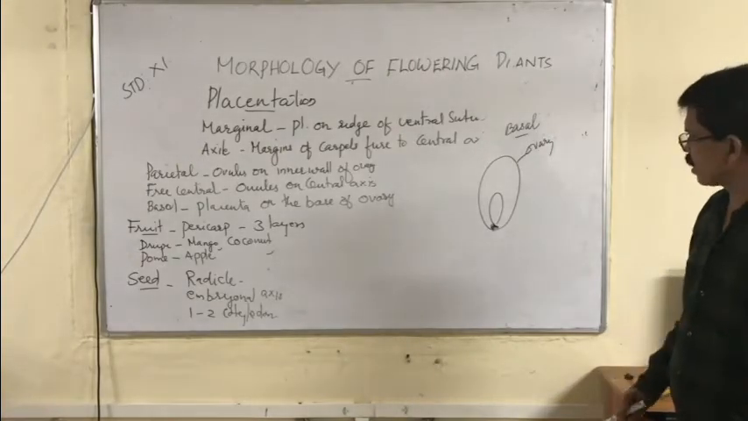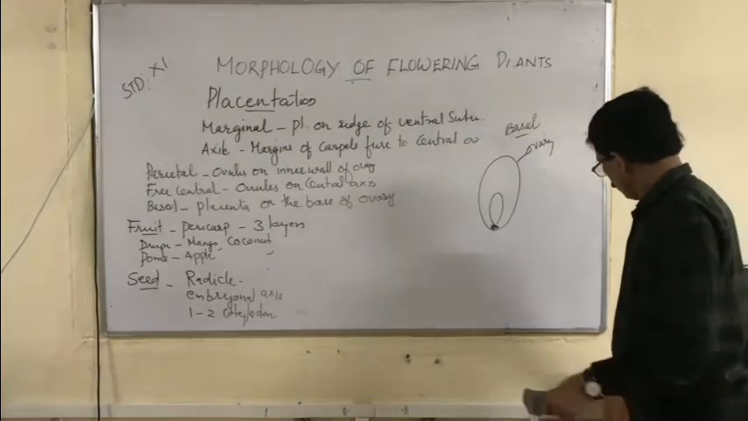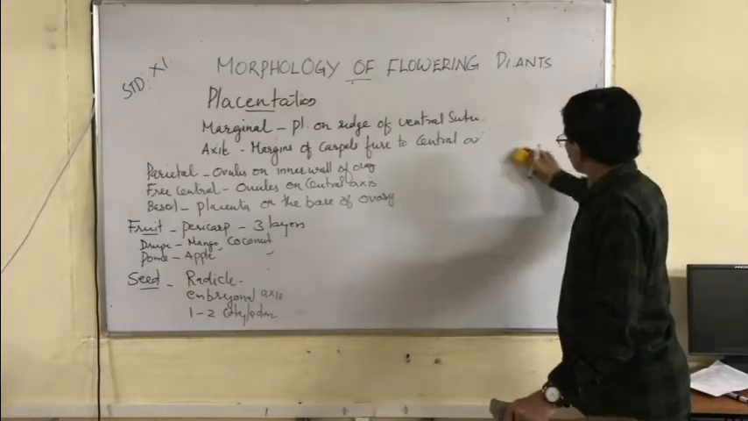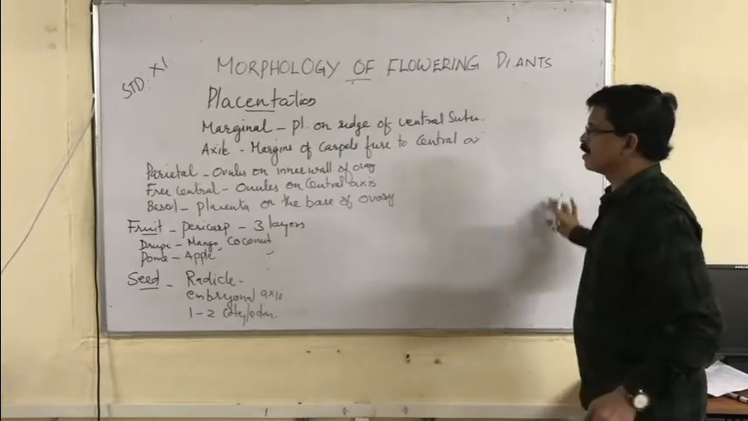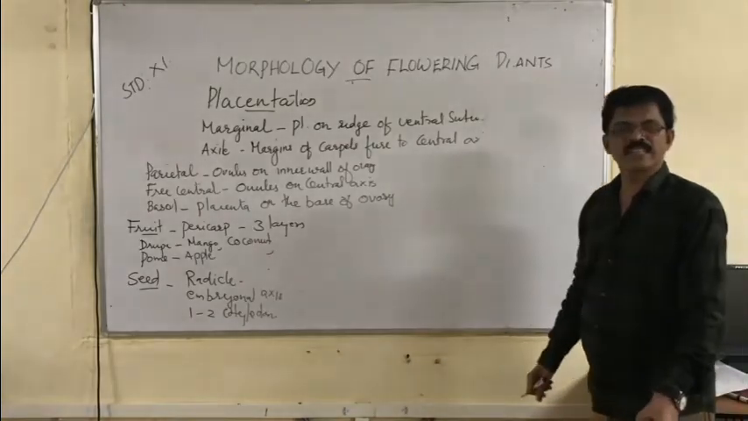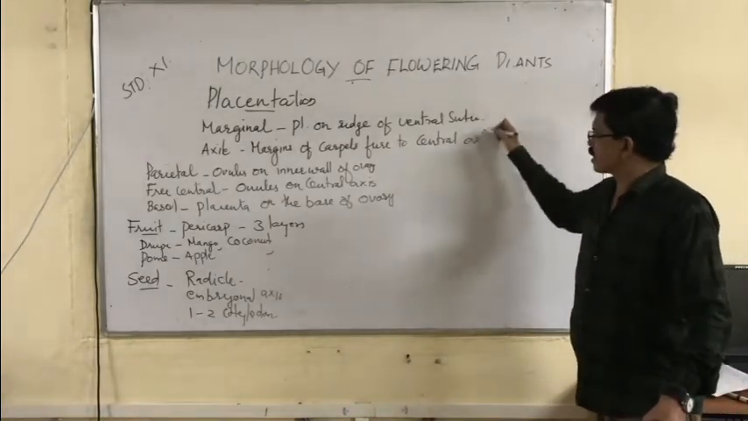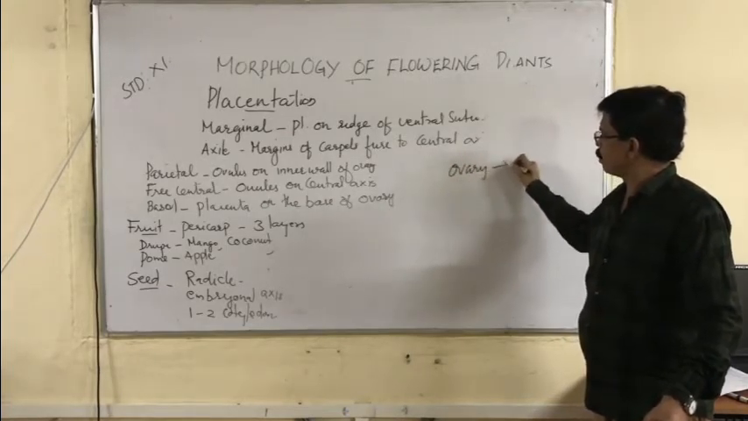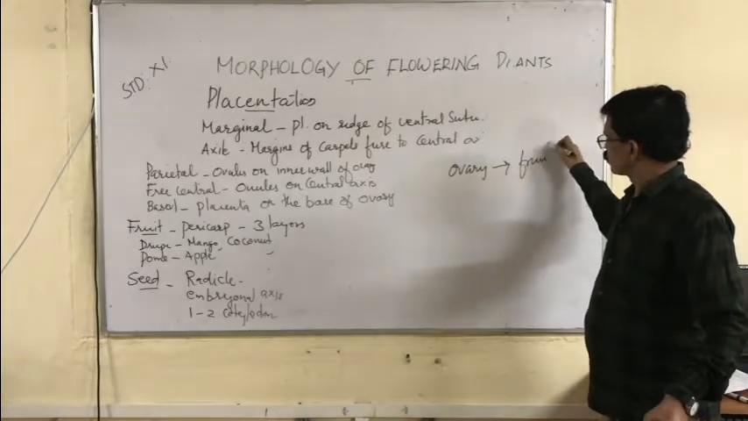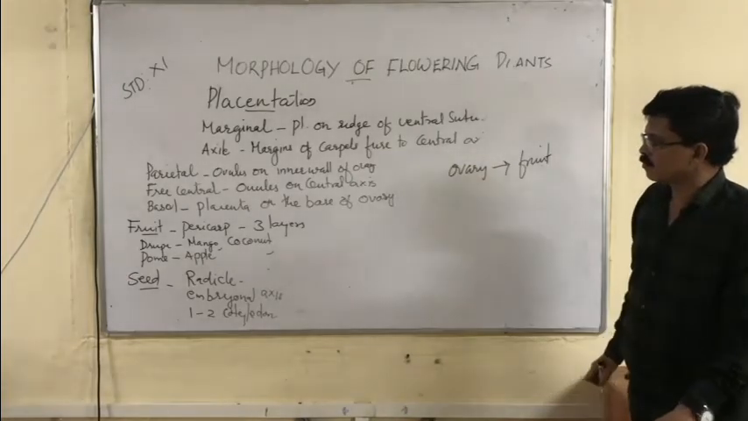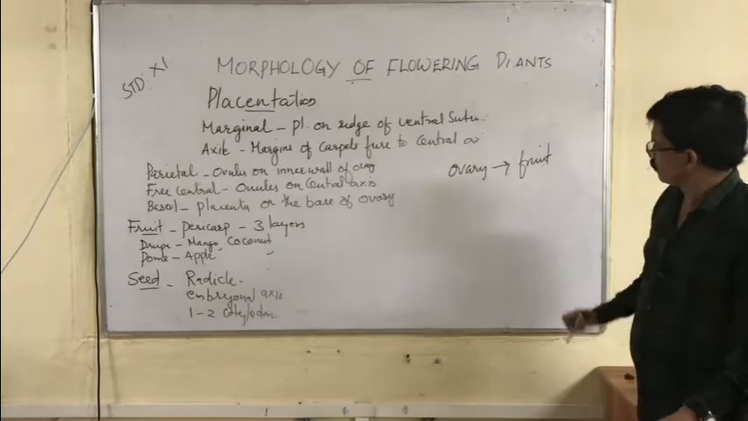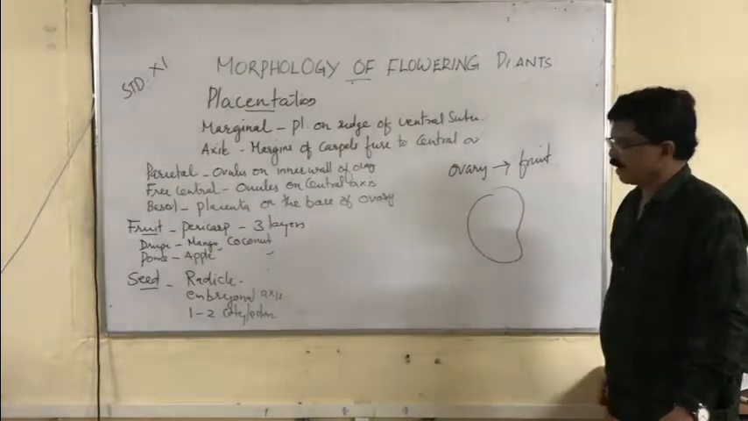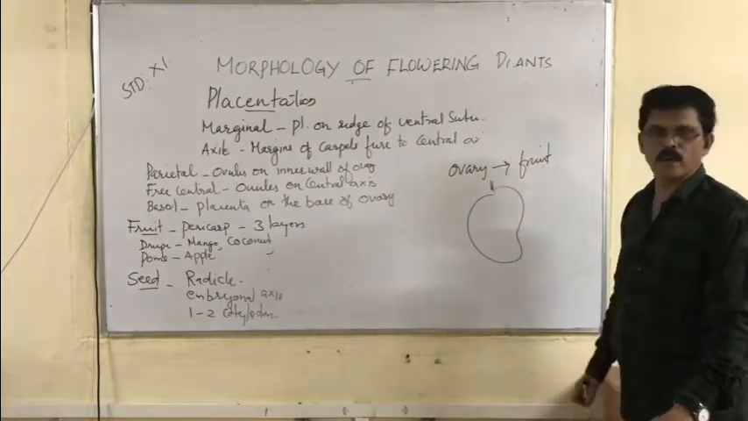Okay. Now we are coming to fruit and seed. What is a fruit? Fruit is a mature or fertilized ovary. After fertilization, what develops? The ovary becomes the fruit. This fruit has 3 layers. For example, take the mango as an example.